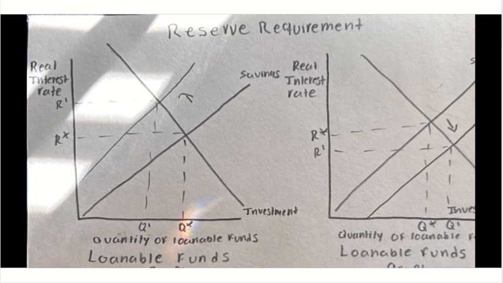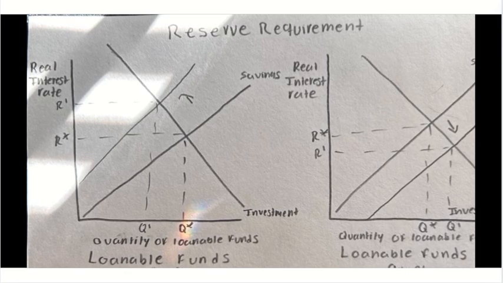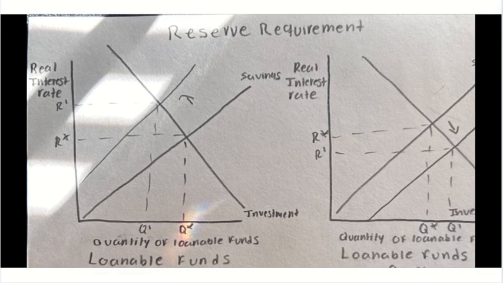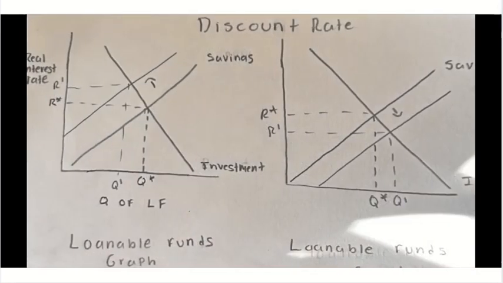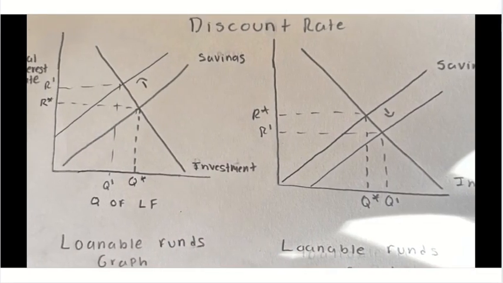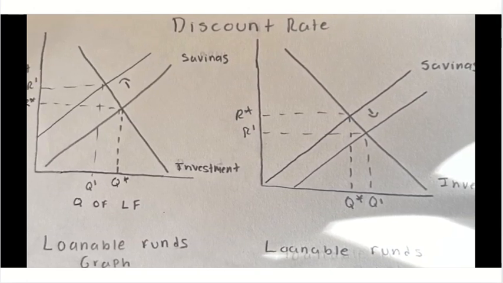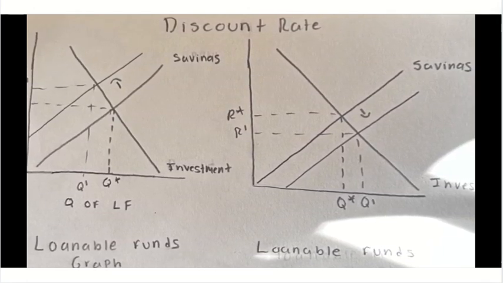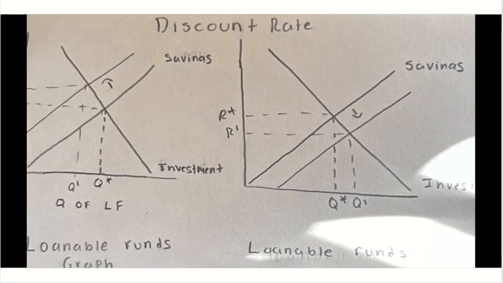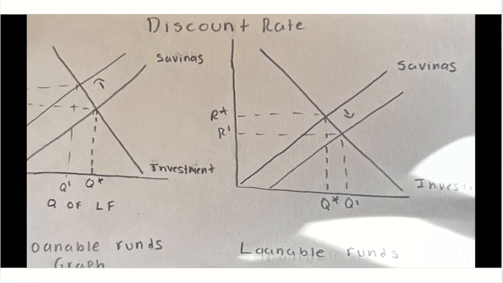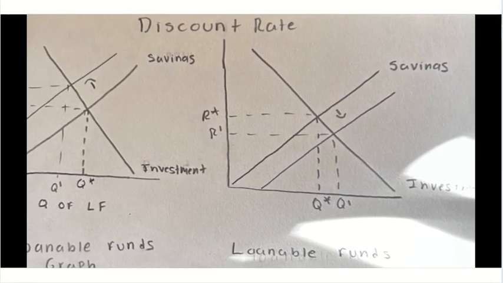The next one is the discount rate. If there is a decrease in the discount rate, the money supply will increase. And if there's an increase in the discount rate, the money supply will decrease.